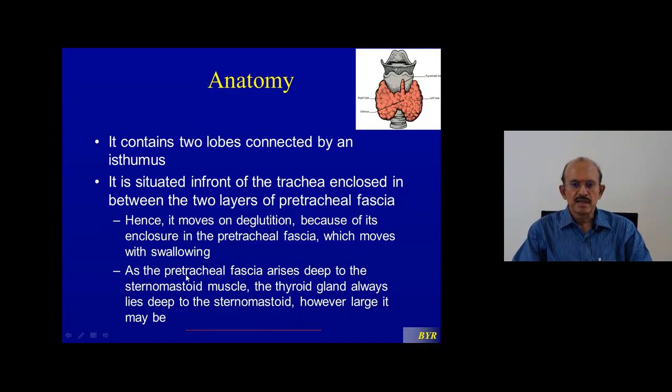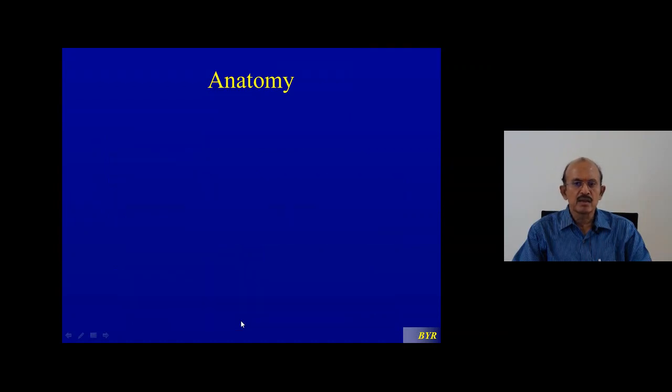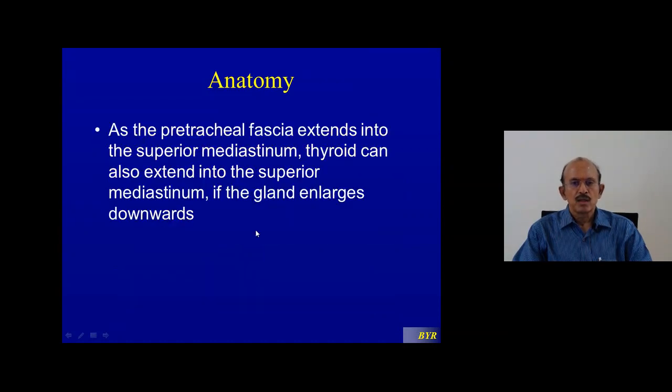The pretracheal fascia arises deep to the sternomastoid muscle. The thyroid gland always lies deep to the sternomastoid, however large it may be. Pretracheal fascia extends into the superior mediastinum. Thyroid can also extend into the superior mediastinum if the gland enlarges downwards.